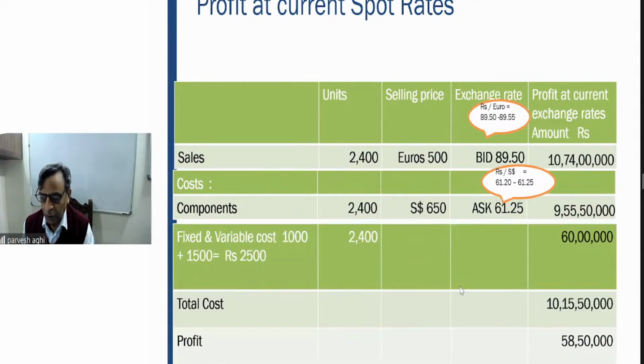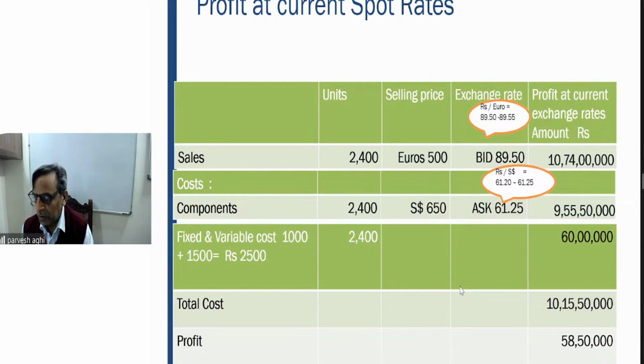Now we know the variable cost and the fixed cost. That is in Indian rupees, and that is not going to change. So this is 2,400 units multiplied by 2,500, which is 1,000 rupees variable cost and 1,500 fixed cost. So the total cost in Indian rupees will be 60 lakh rupees. Which means his total cost would be the cost of components, which is 9 crore 55 lakh 50,000, plus the variable and fixed cost, which is 60 lakhs. So the total cost will be 10 crore 15 lakh 50,000.